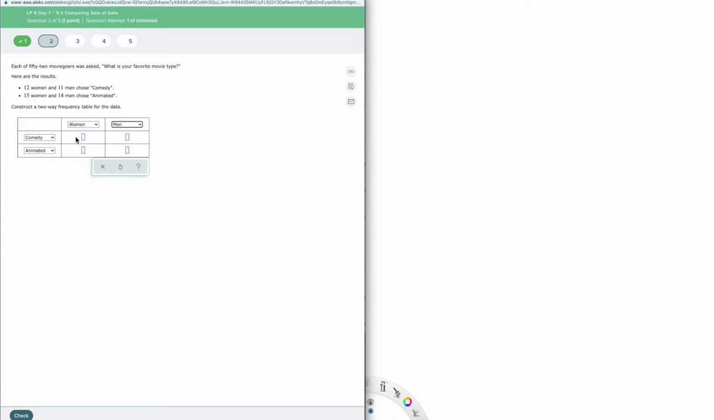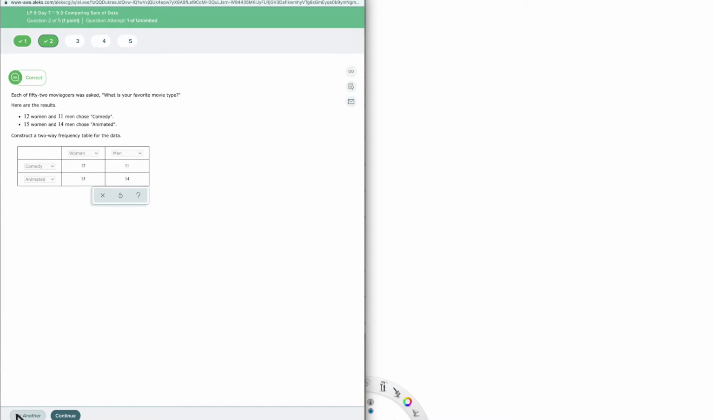Since I've typed it up this way, it says 12 women and 11 men choose comedy. So I have comedy, and it says 12 women, and then I'm going to go across to 11 men. And then 15 women and 14 men choose animated. So animated, 15 women and 14 men. Ta-da! All right, check. So again, there were at least 4 different ways that I could have done this, because I can swap these, and then I can also switch comedy and animated to the top, men and women to the bottom, and then I could also swap those. So 4 different ways I could fill this chart in at least.